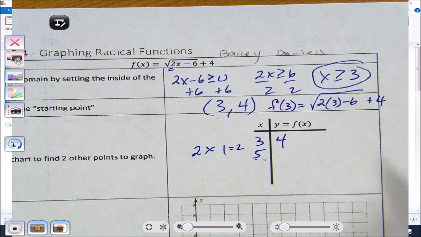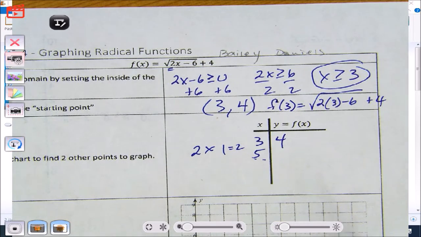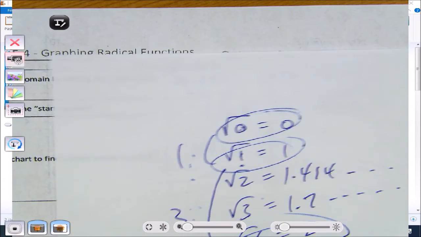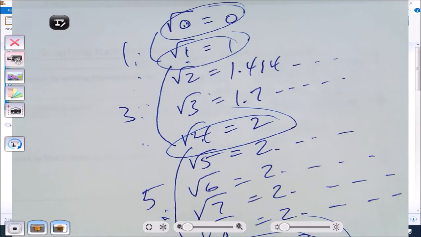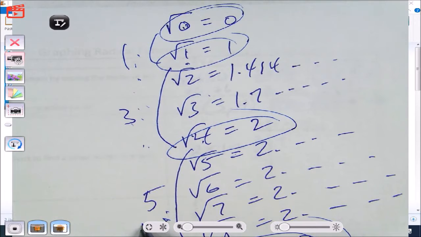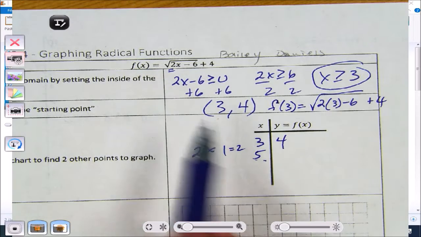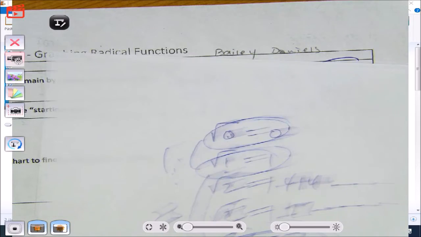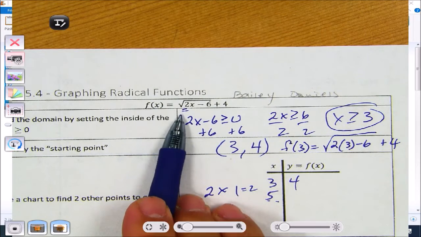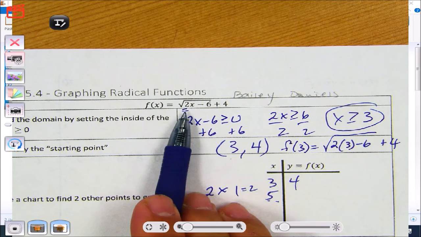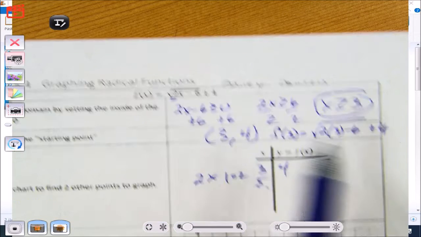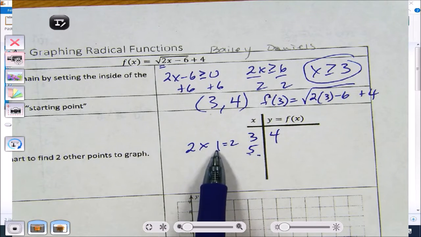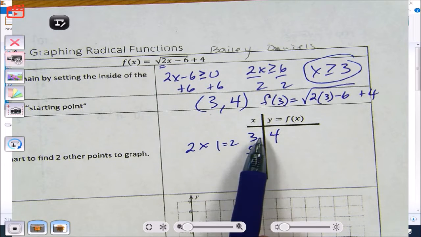Wait, I'm confused. Remember that pattern I showed you, the 1, 3, 5? Oh, it goes up by two? It goes up by this number times whatever is in front of the x. There's a 2 in front of the x. So I multiply the first one by 1, 2 times 1, so I'm going to add 2 to that first number.